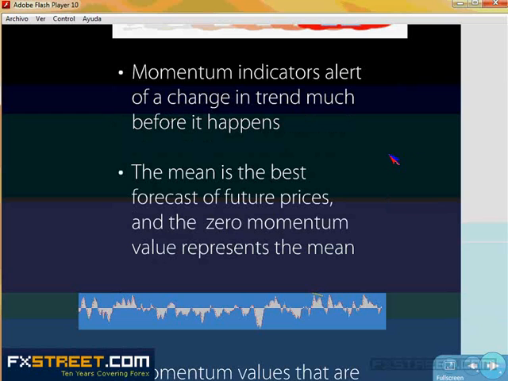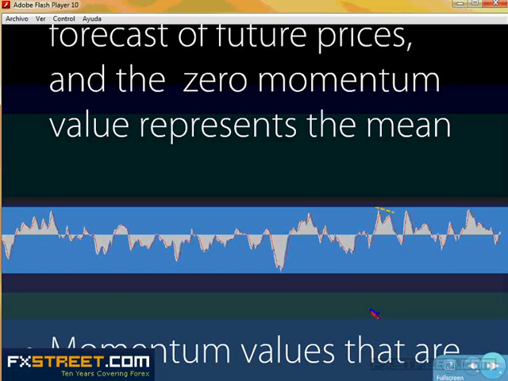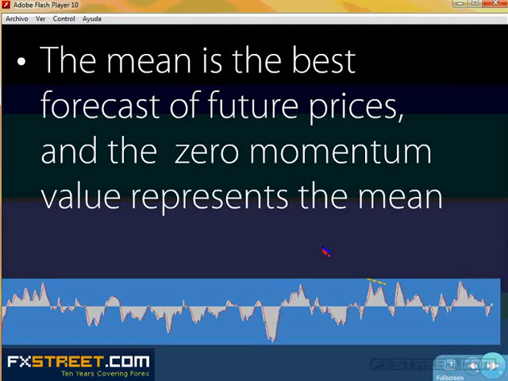Momentum, it's also important to understand that the mean, generally speaking, is the best forecast of future prices. And the zero momentum value represents that mean. We have here below, for instance, a compressed MACD, and the mean would be the zero line in that case, where the oscillator oscillates above and below. So the zero momentum value represents in that case the mean, and the mean is one of the best forecasts of future prices because it periodically always returns to an historical mean.